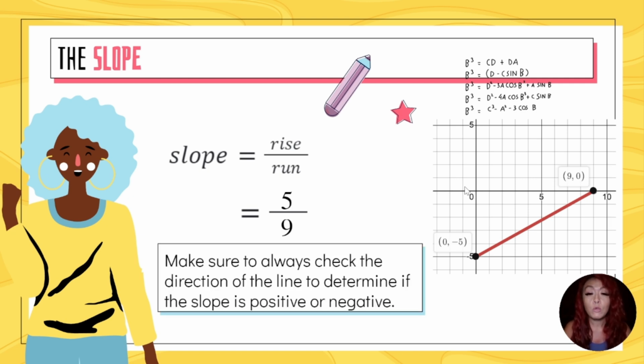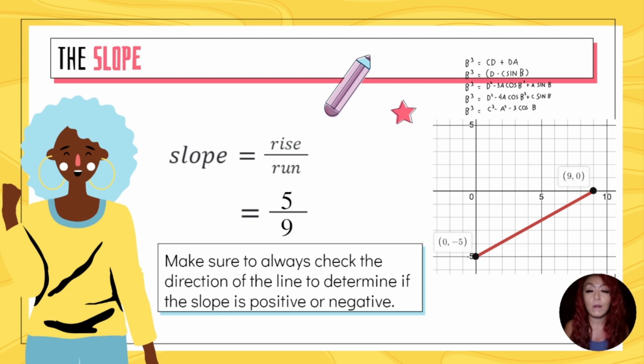Make sure that you always check the direction of the line to determine whether the slope is positive or negative. So since our direction is going up, that means our slope is positive 5 over 9, right? When you read a graph, you read it like a book. You read it from left to right. So we start from 0, -5, and from there, the graph increases. It travels upwards, right? That means that the slope is positive. If our line was going down from left to right, then our slope would be negative.